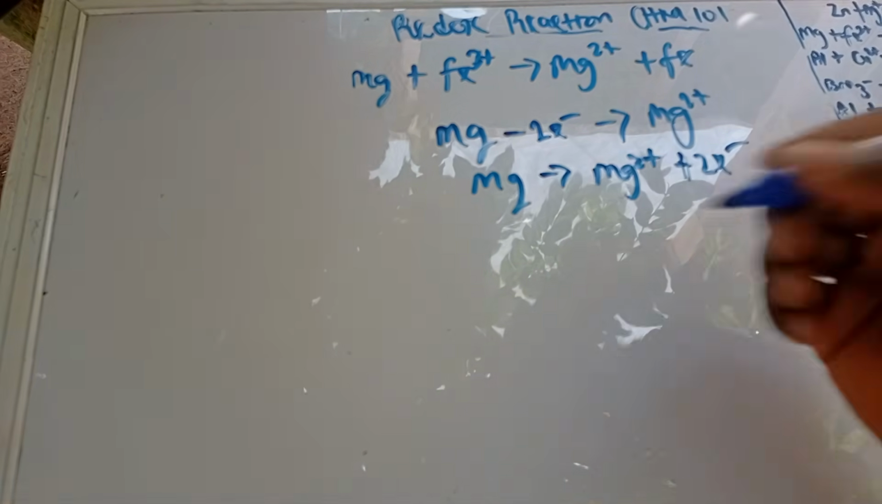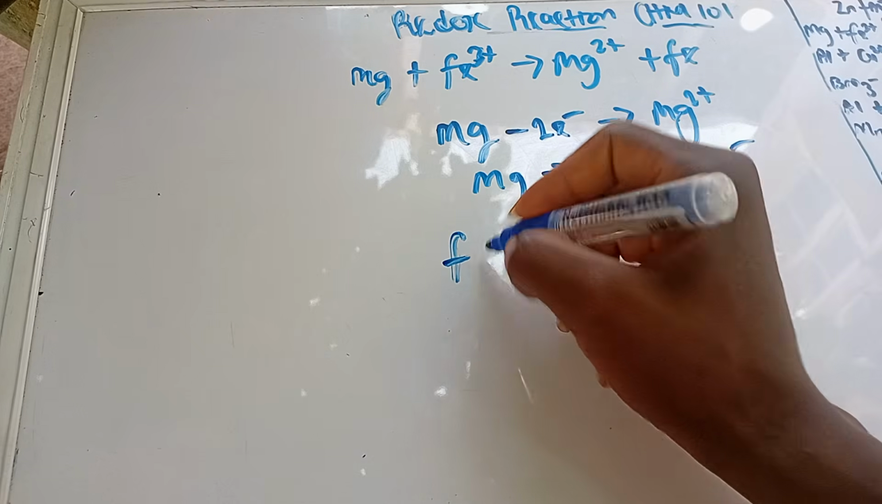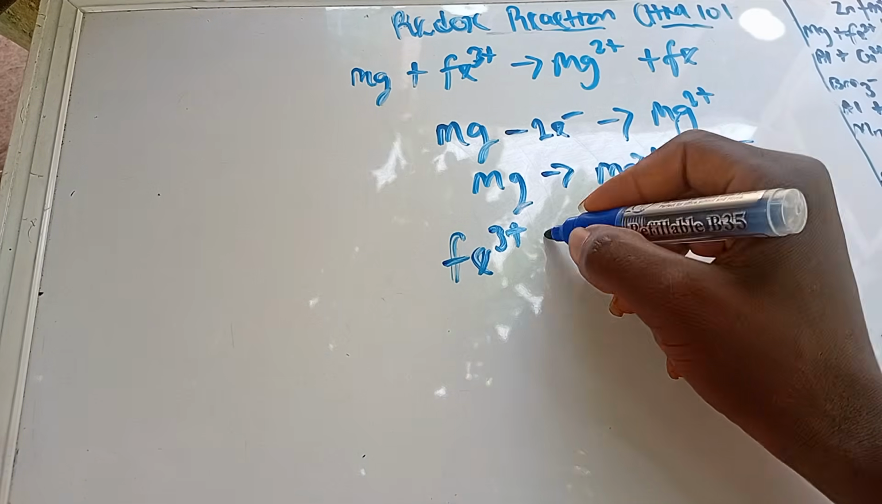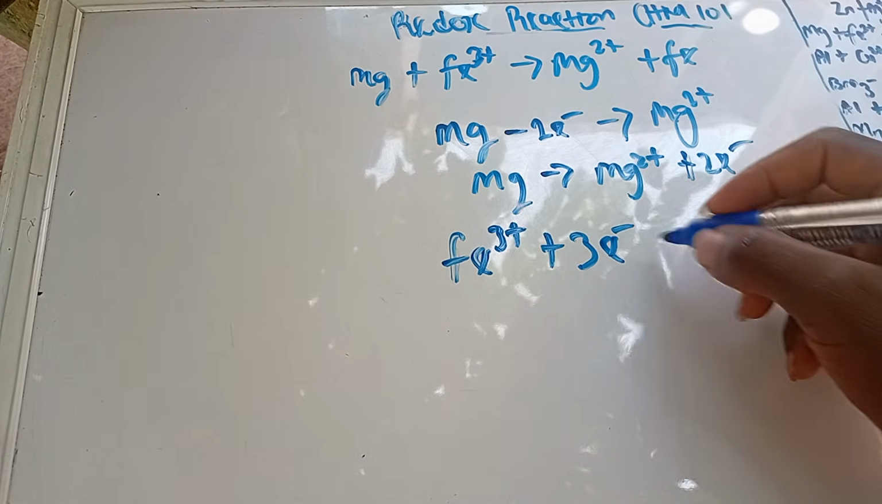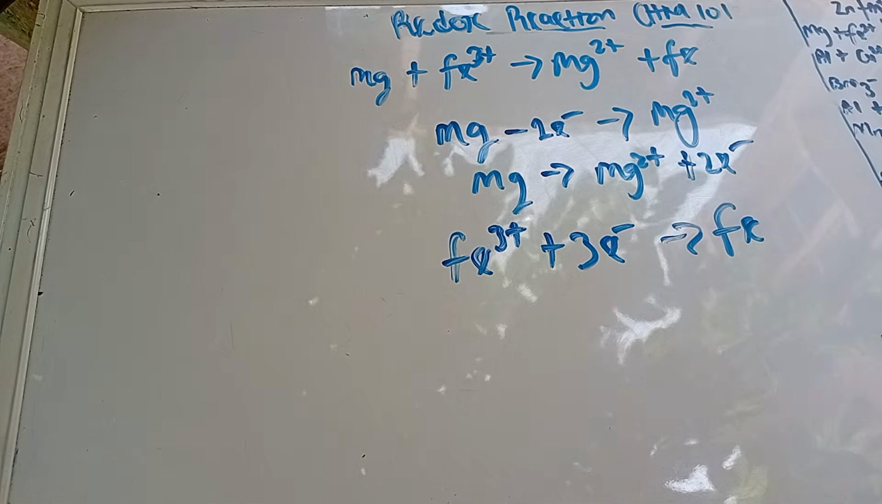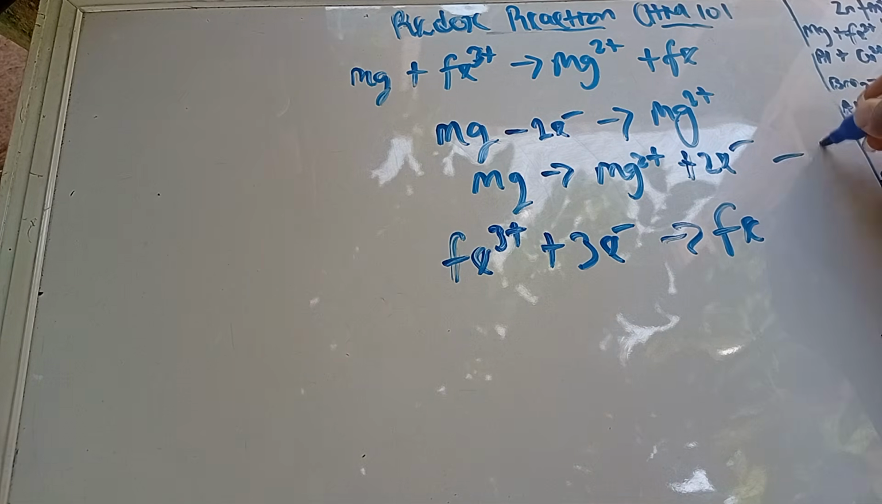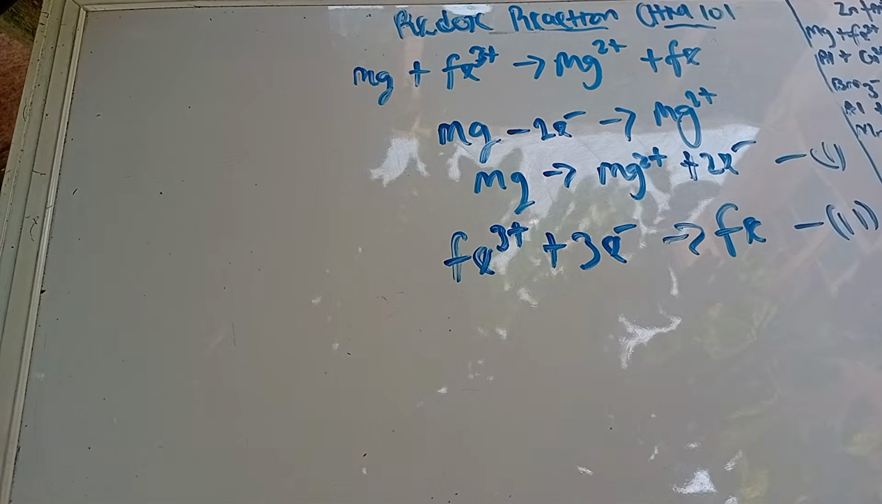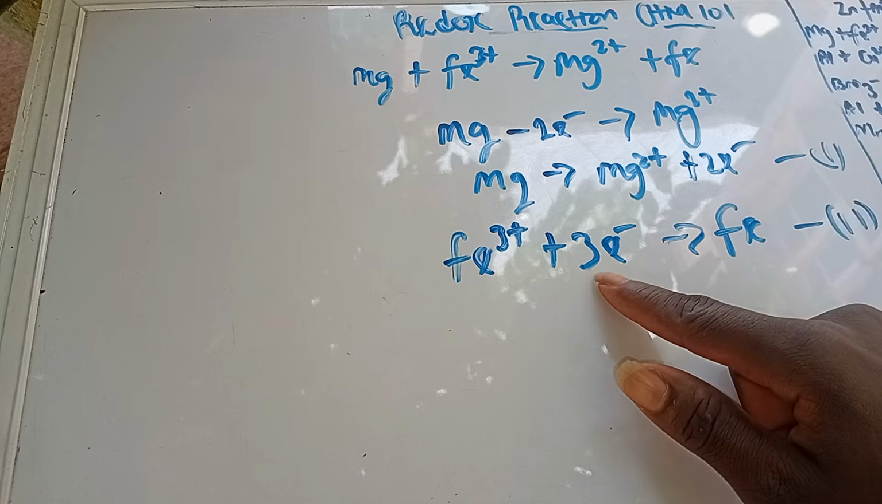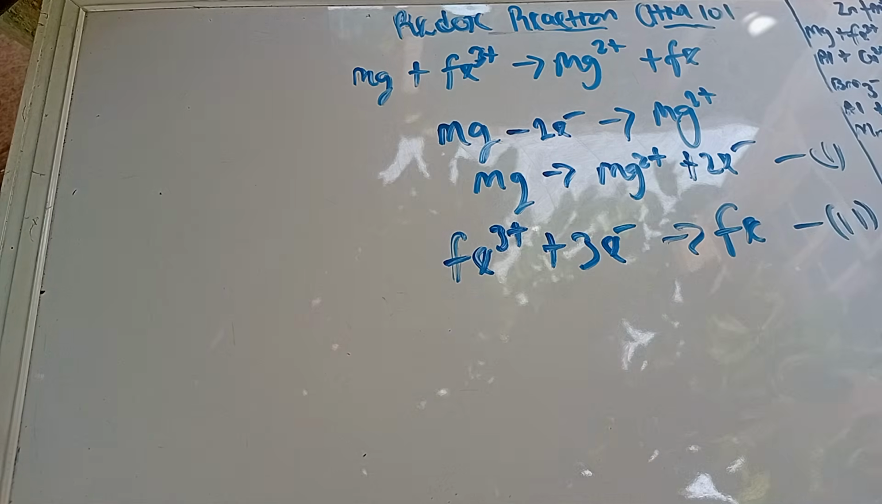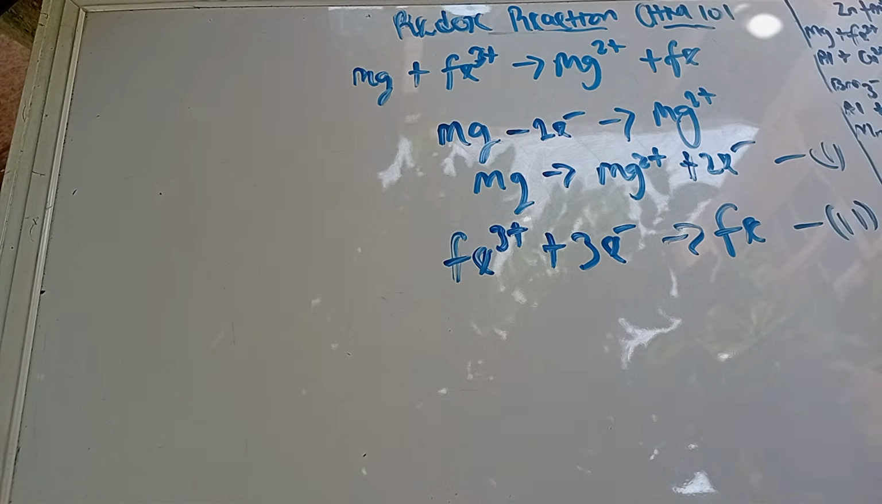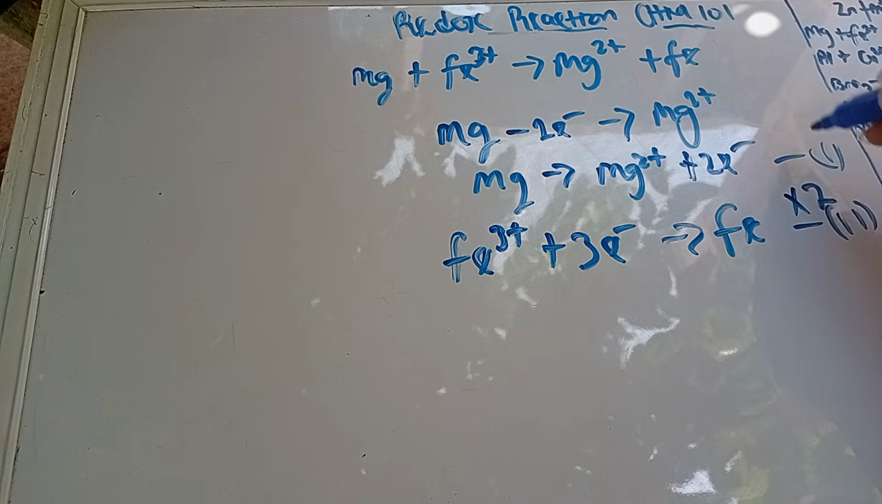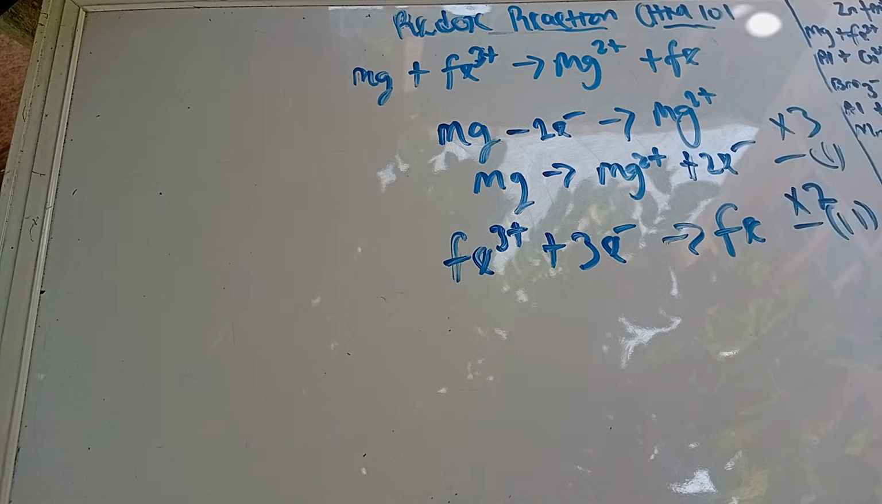Now for iron, we have Fe3+ gaining 3 electrons to give us Fe. Are we together? Let's say this is our equation 1, and this is our equation 2. You can see that the number of electrons here is 3, and the number of electrons here is 2. So how do we balance the two equations? By multiplying this one by 2 and this one by 3. We want to balance the electrons, that's the main idea. Then at the end of the day, everything will definitely be balanced.